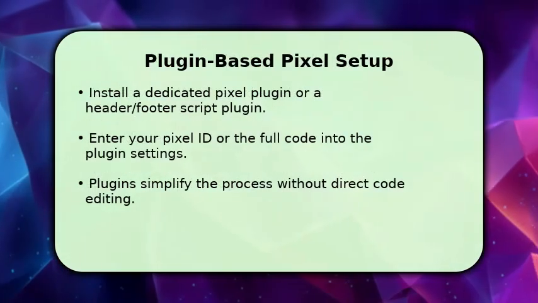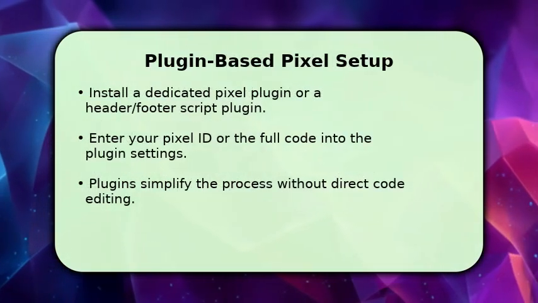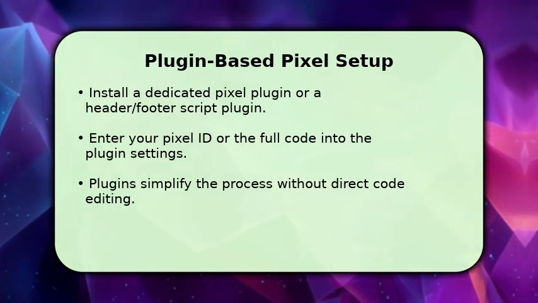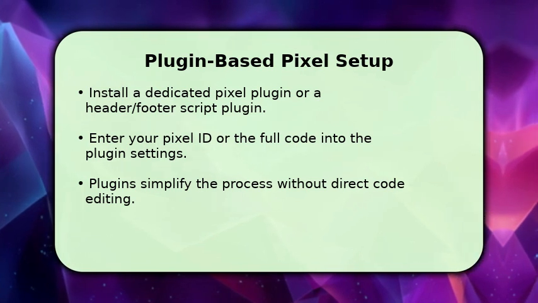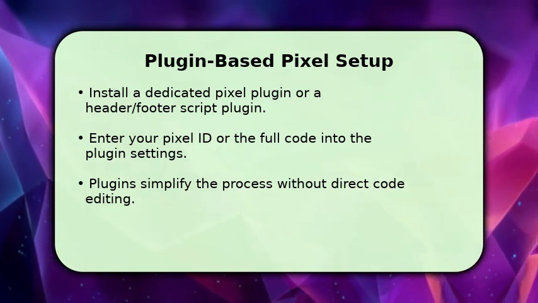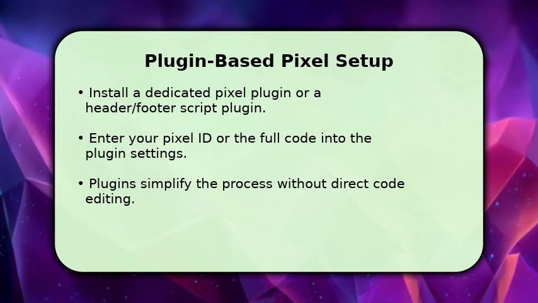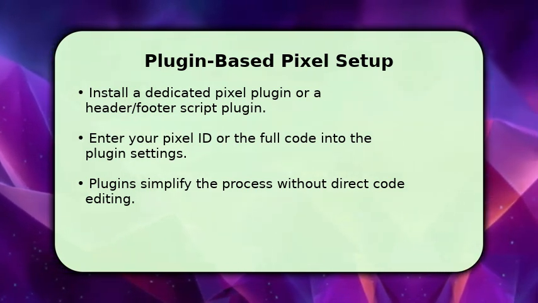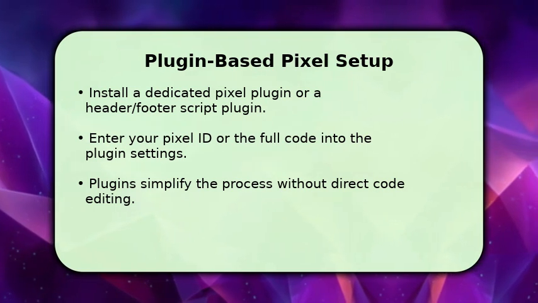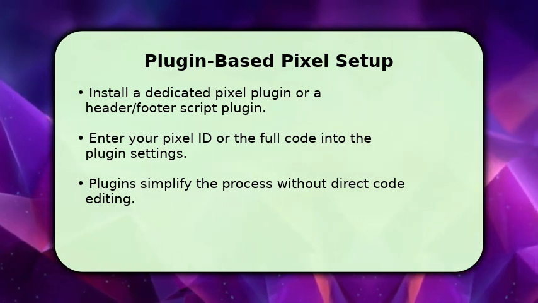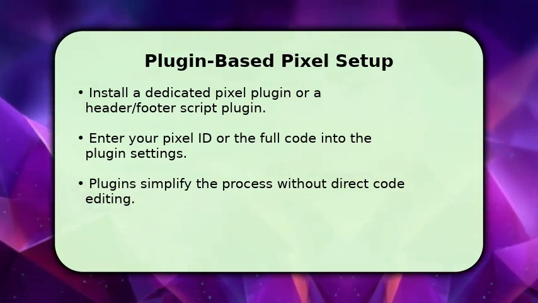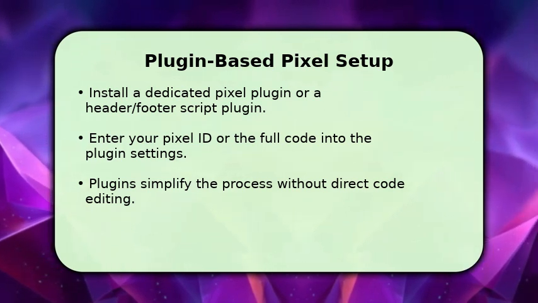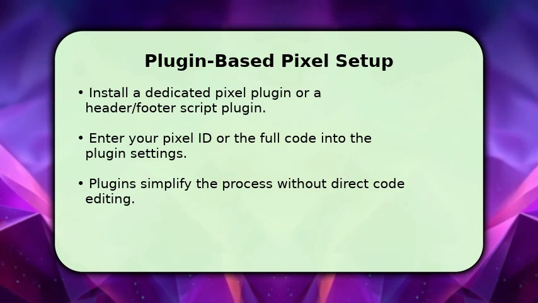For a simpler approach, consider using a WordPress plugin. Many plugins are designed specifically for pixel integration, or you can use a general header and footer script plugin. Install and activate your chosen plugin from the WordPress plugin directory. Once activated, navigate to its settings, where you can typically paste your pixel ID or the entire pixel code into a designated field. This method is user-friendly and minimizes the risk of errors compared to manual editing.